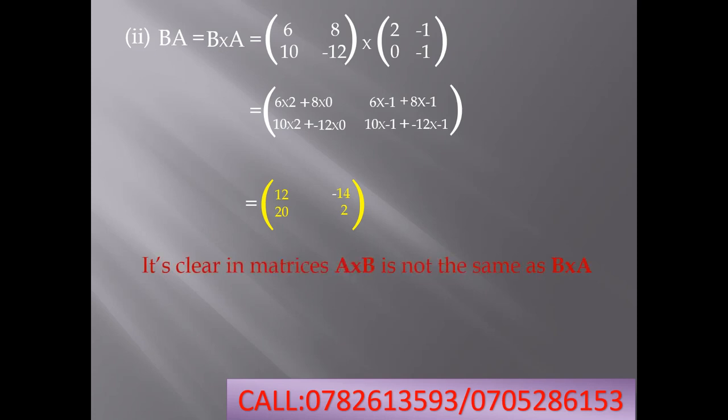So when you check A and B, then B and A, you realize that in matrices, A times B is not the same as B times A. That property only applies to matrices: A times B is not the same as B times A.